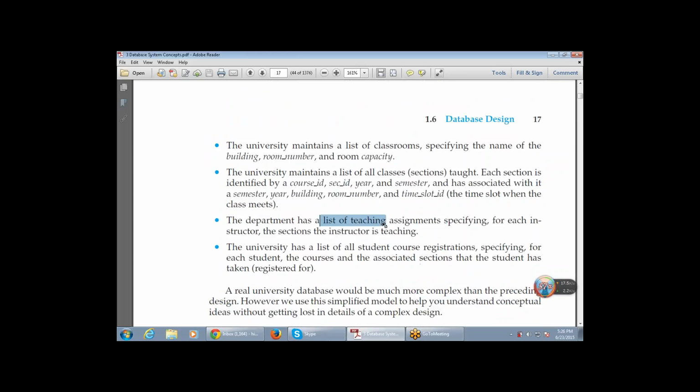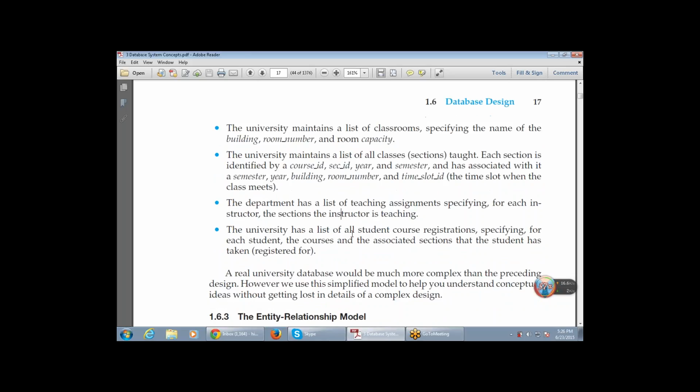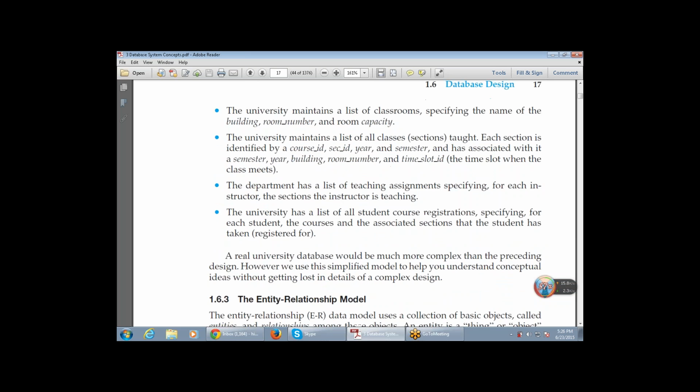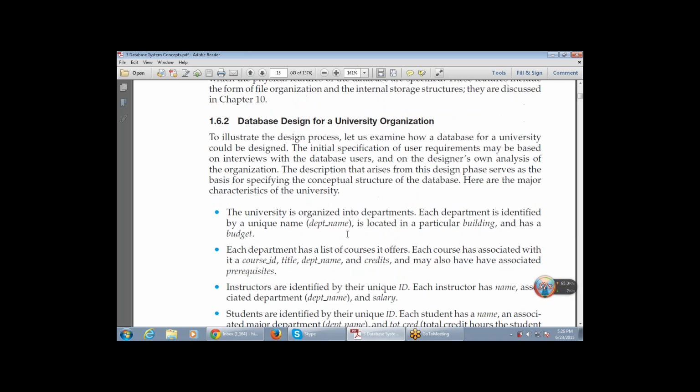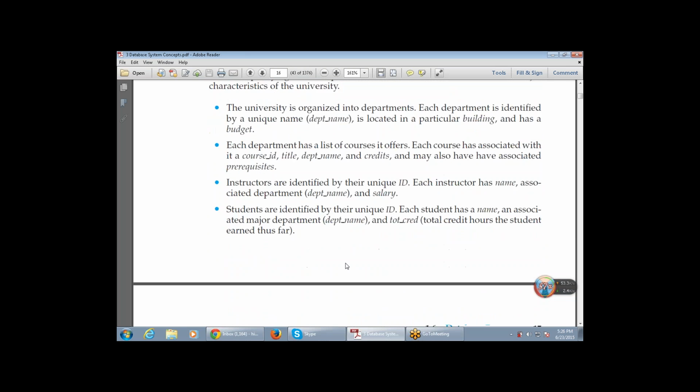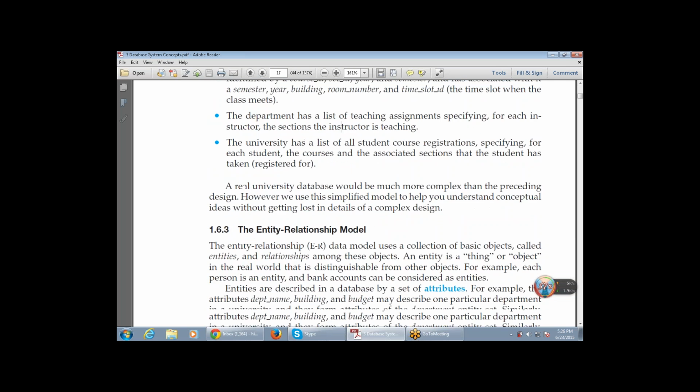The department has a list of teaching assignments specifying for each instructor the sections the instructor is teaching. And the university has a list of all the student course registrations specifying for each student the courses and the associated sections that the student has taken. That is, what is the university's requirement, what is the requirement of the user. So this is the database design for a university organization, that is, how the database will be designed for any university.